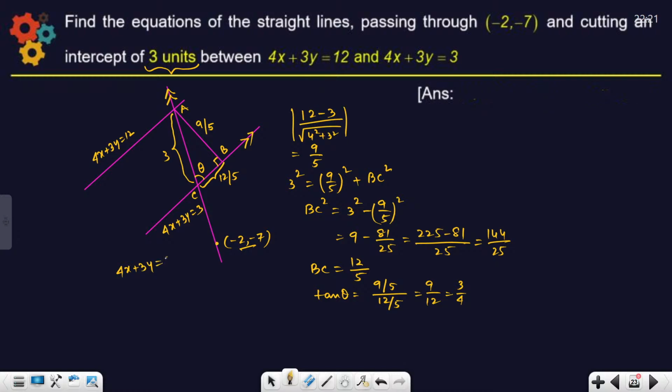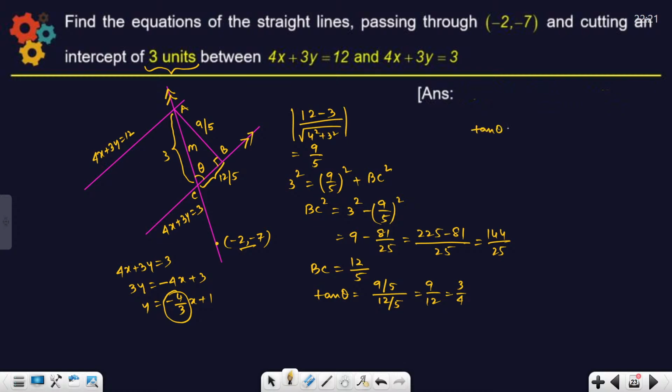What is the slope of this line? 4x plus 3y is 3. So y is basically minus 4 over 3x plus 1. So the slope is minus 4 over 3. Right? And let us say the slope of the required line be m. Therefore, what we can write?